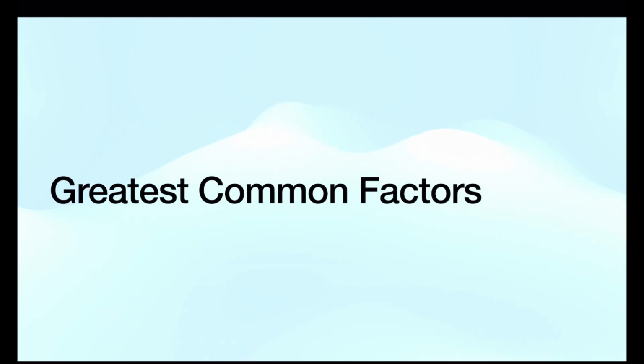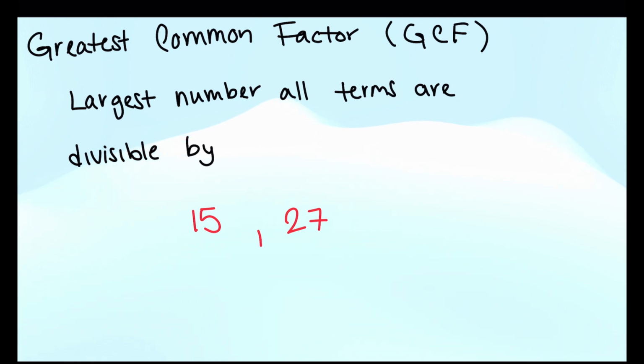This video is going to introduce the concept of factoring, specifically focusing on the idea of the greatest common factor, which we frequently abbreviate with GCF. The greatest common factor is the largest number that all terms, or all numbers you're dealing with, are divisible by. So for example, if I have the numbers 15 and 27, the GCF is the largest thing that I can divide both 15 and 27 by.